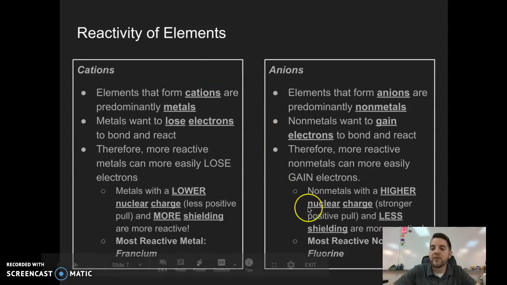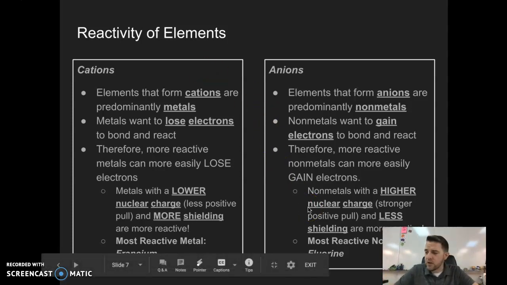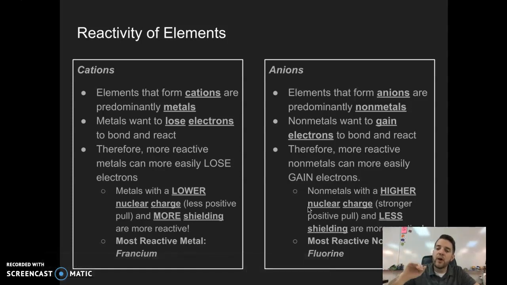So the most reactive nonmetal then is fluorine. Chlorine, yes, has bigger nuclear charge than fluorine. It's right below it, but because it's below it, that also means it has another energy level. So it has a little bit more shielding. And so as a result, that reduces its ability to pull in new electrons beyond the atom.